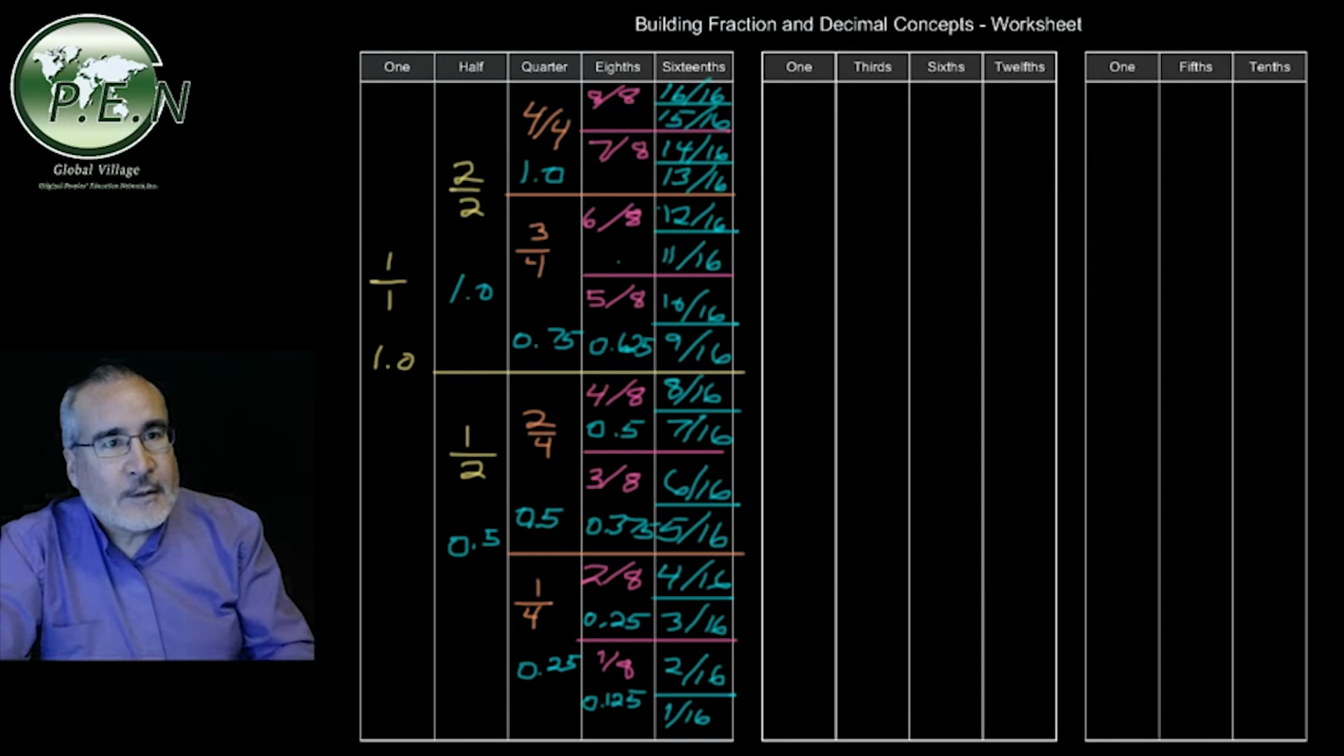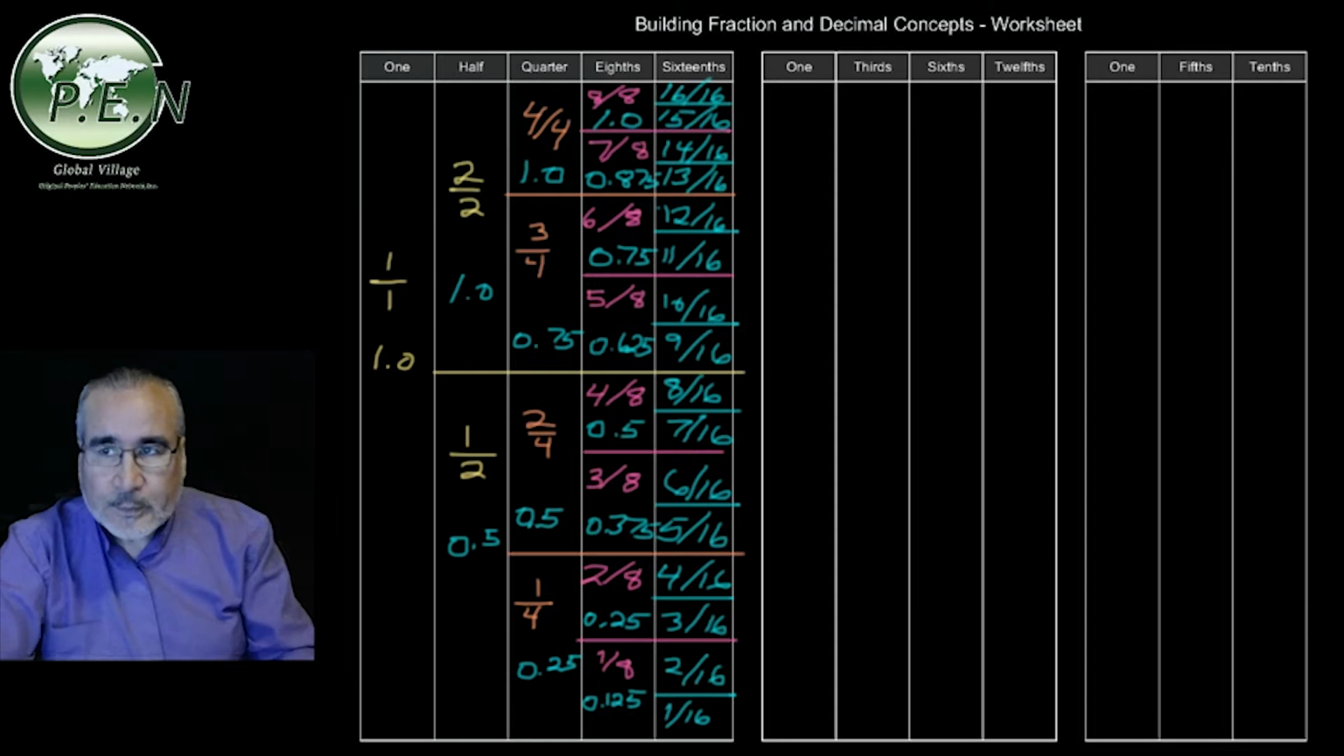6 divided by 8, we get 0.75, another equivalent fraction. 7 divided by 8, we get 0.875. And 8 divided by 8, we get back to our whole of 1.0.